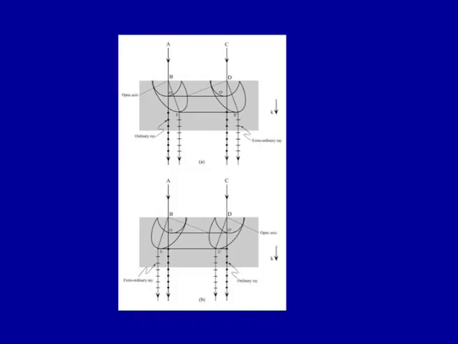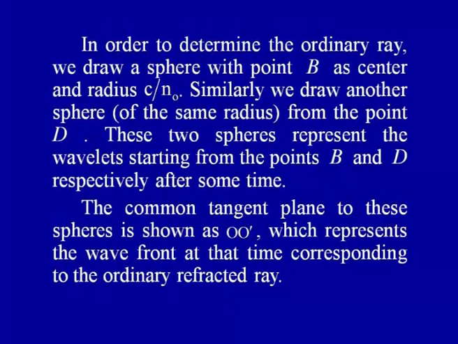Once the light enters the material, we find that there is a splitting. The points B and D are touched at the same time. Remember, the beam is incident normally. Now, in order to determine the ordinary ray, we draw a sphere with point B as center and radius c upon n_o. Remember, c upon n_o is the speed of the ordinary ray.